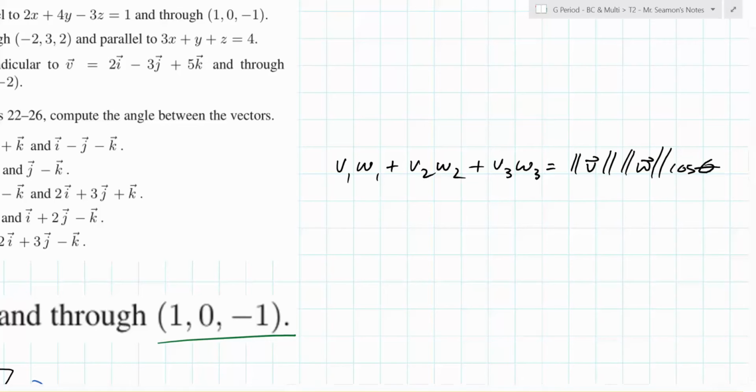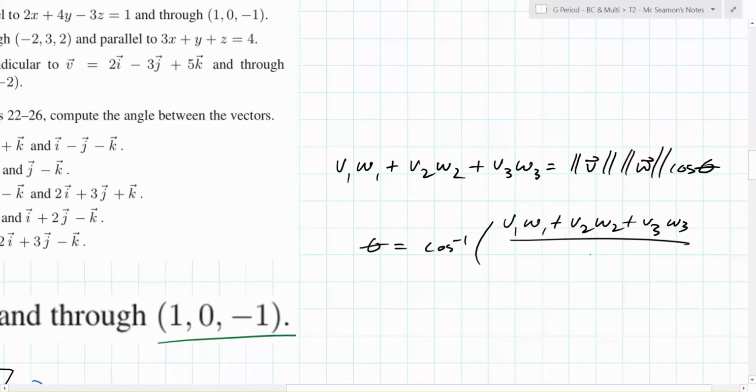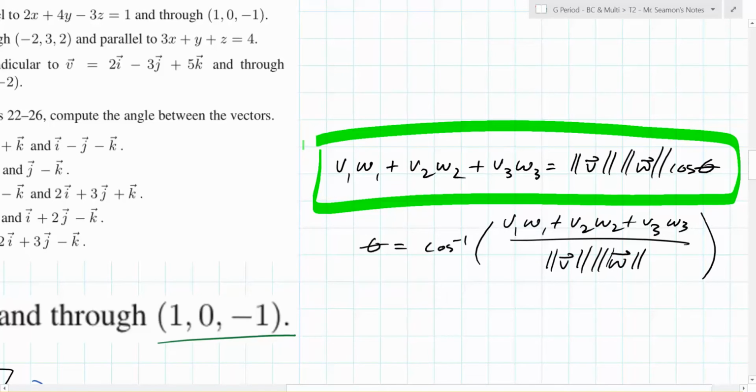Because what is, oh, I memorized that, so therefore theta is going to be cosine inverse of what? V1 W1 plus V2 W2 plus V3 W3 over what? Yep. The product of the magnitudes, right? Like that. So of the things you can memorize, the best form that I think is going to be most helpful to you is that form right there. What do they call each side of that equation? The dot product. Each side is called a dot product.